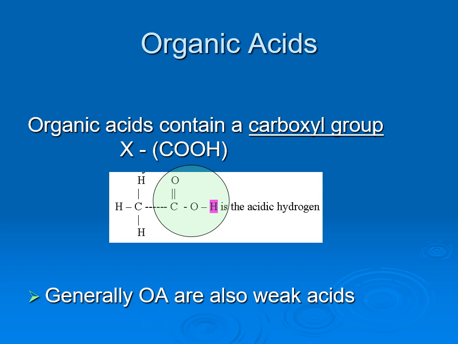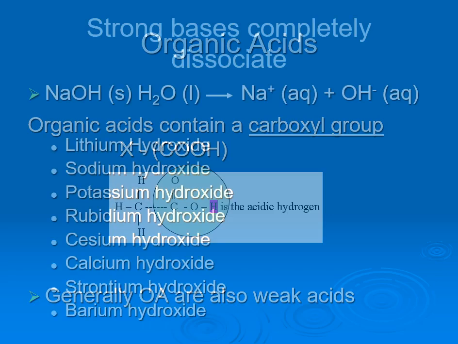Now they're weak, so that hydrogen still is pretty firmly bound, but water can pull some of those hydrogens off. This one happens to be acetic acid. That's the structural formula for acetic acid.